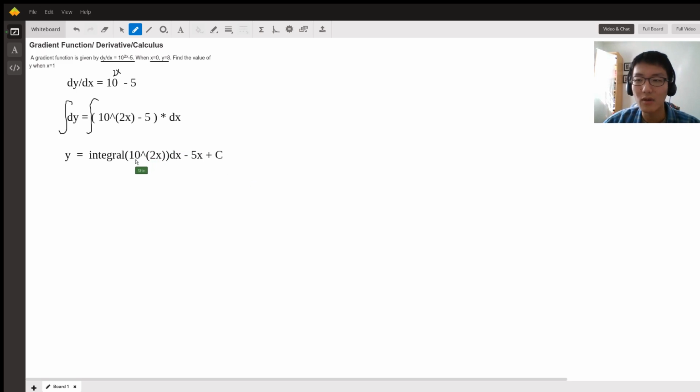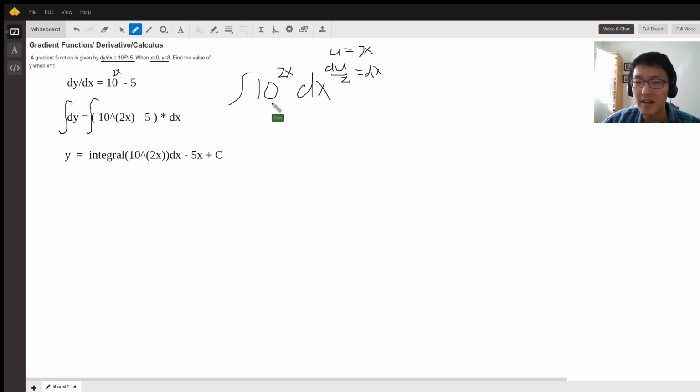Now we need to figure out what the integral of 10 to the power of 2x dx is. In order to figure that out, we will first do u substitution. We could simplify this, so we could say that u is equal to 2x, right? And if we take the derivative of that, we could say that du divided by 2 is dx.